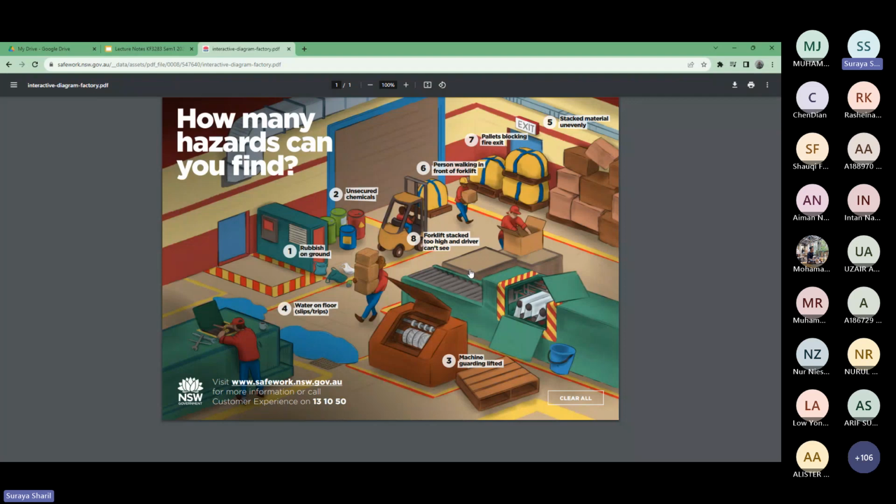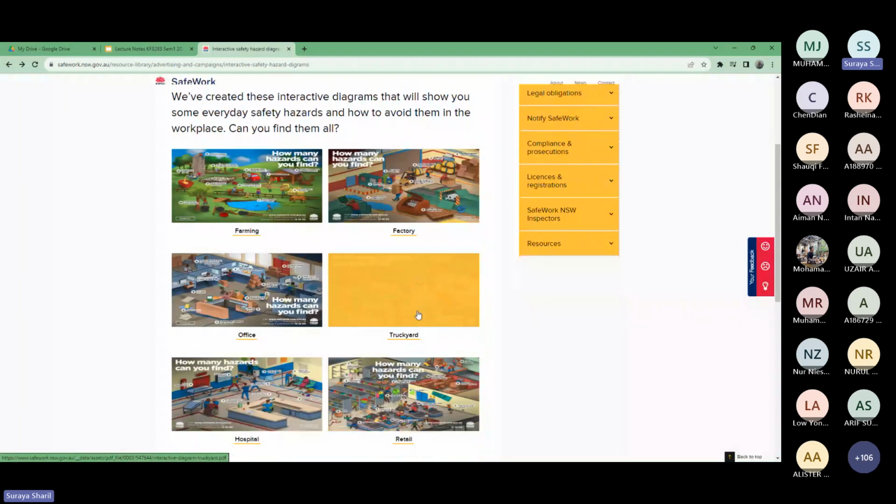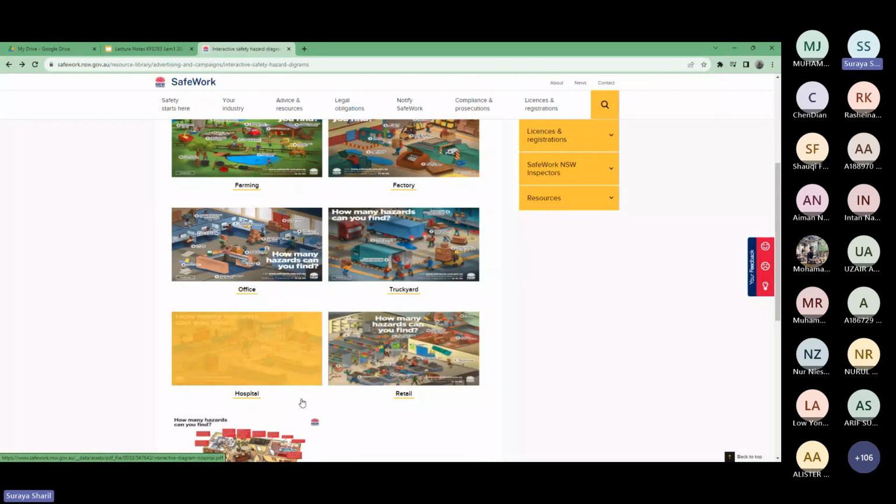For this scenario, for each one, from the possible hazards, we can suggest the best way to reduce the risk for each possible hazard. Okay, let's take another example here in the hospital.